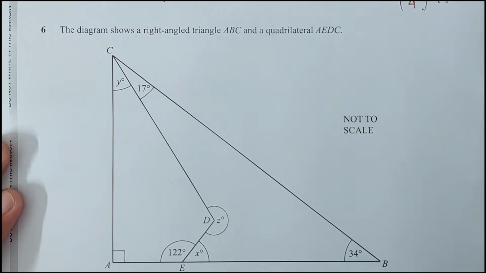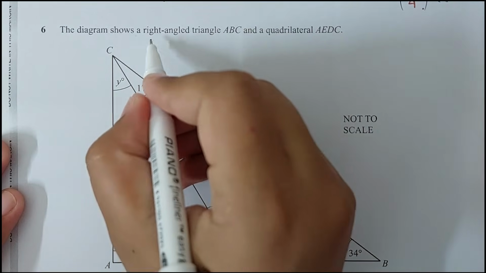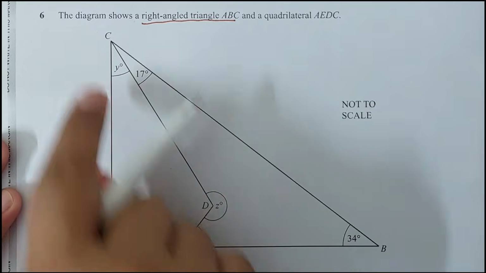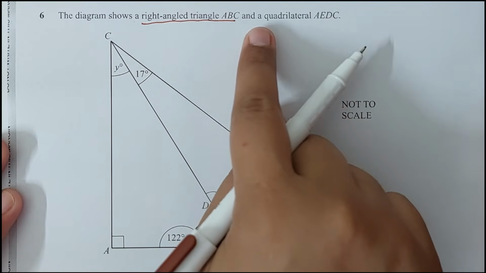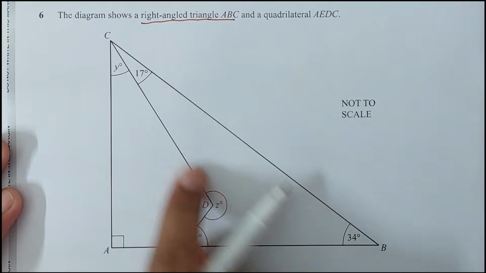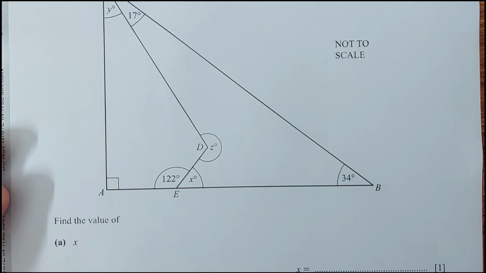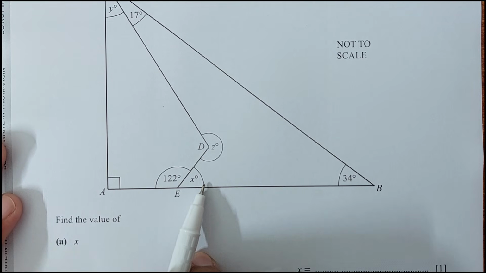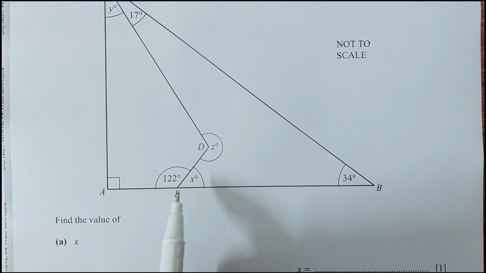Question number 6, the diagram shows a right-angled triangle ABC and a quadrilateral AEDC. A, E, D, and C. Sorry, quadrilateral. Find the value of X. Where is X? X is over there. So this is really easy.